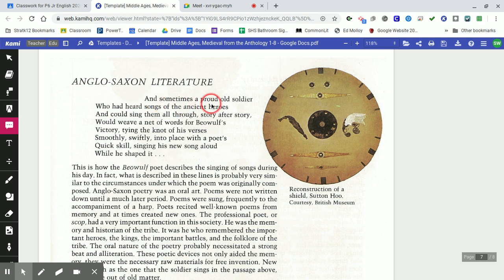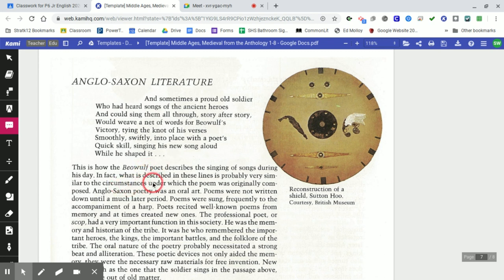And sometimes a proud old soldier who had heard the songs of the ancient heroes and who could sing them all through, story after story, would weave a net of words for Beowulf's victory, tying the knot of his verses smoothly, swiftly into place with a poet's quick skill, singing his new song aloud while he shaped it.